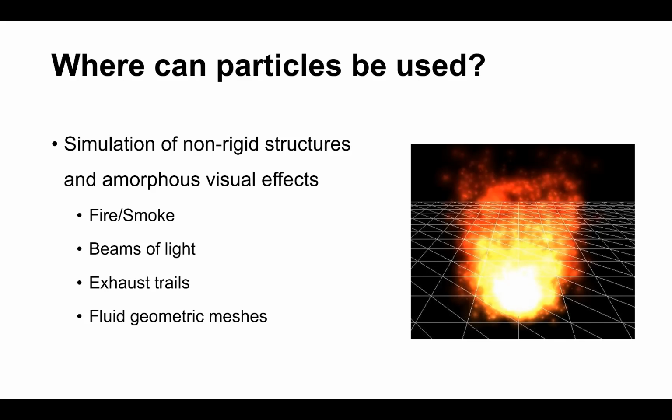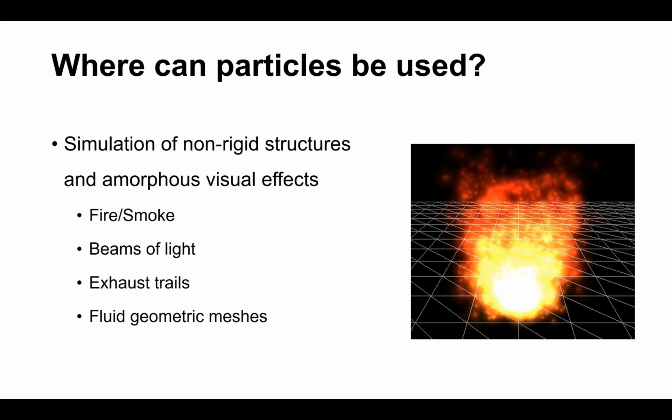For example, fire or smoke, where you want something to be amorphous and phase in and out at the edges, you would need particles that are constantly phasing in and out of rendering. Beams of light, exhaust trails, anything that you would want to be of a certain shape and be emitted from a certain position. And for certain physical simulations and other instances where you're testing how a fluid mesh or shape might interact, particles can also be used.